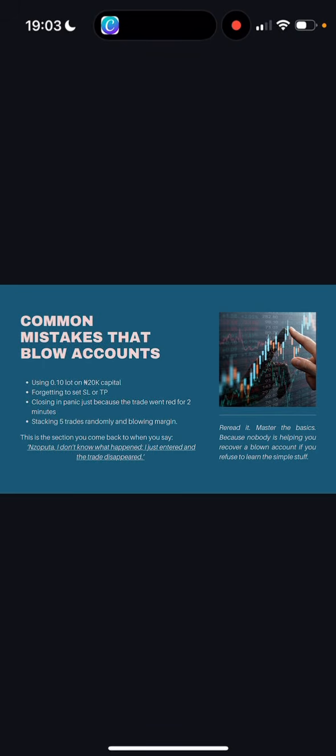Then the next thing is stacking multiple positions randomly and blowing your margin. Guys, I'll explain what margin means in a different video, but margin just basically means your entire account, right? Don't just stack carelessly. You have to remember, everything here is calculated. If you want to open multiple positions, have you added the sum total of all the losses of all the positions? What you're risking from each position? Have you added the sum total? If you've added it, are you comfortable with that? If the answer is yes, is your account comfortable with that? Most importantly, will you lose your account if this trade hits SL? You see, all these things are very, very important.